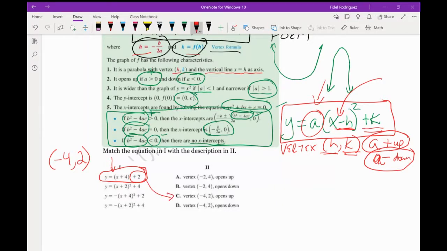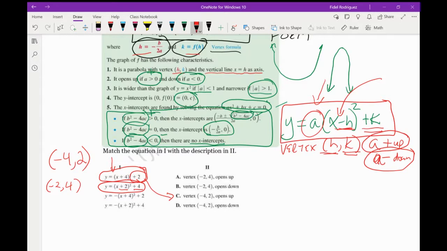I'm going to do the same thing for the second one. I'm going to do a little stare and compare. So I'm going to look at this piece here, okay? We're going to find our vertex. So we're going to change this sign. That's a negative 2. This one is going to stay the same, positive 4. So the first one always changes. The second one stays the same.